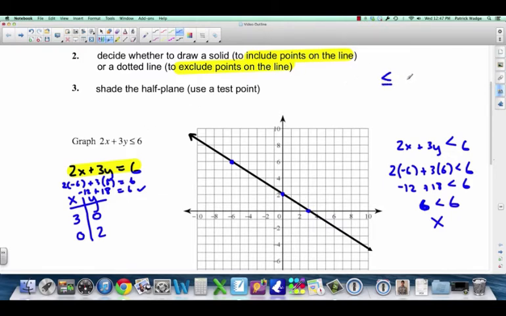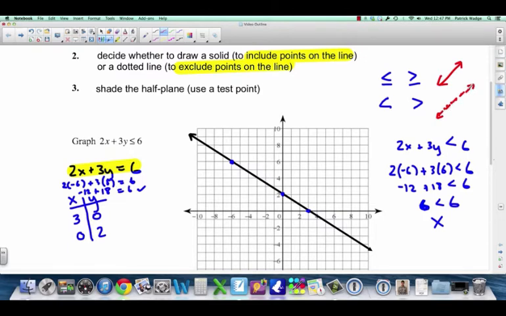Okay. So if you have a less than or equal to, or a greater than or equal to, then you're going to use a solid line, because that shows that the points on the line work because they're actually equal to what you're interested in. But if it's just a less than or a greater than sign, you're not going to use a solid line. You're going to use a dotted line, or a broken line if you want. You could also do it like a broken line like this. Either way you want, dots or a broken line.